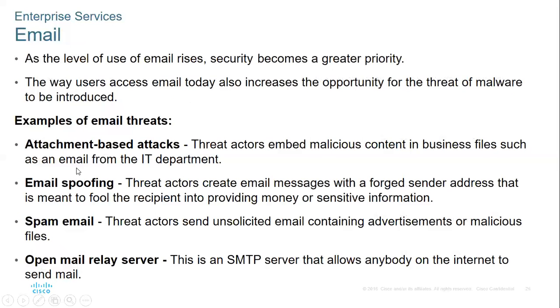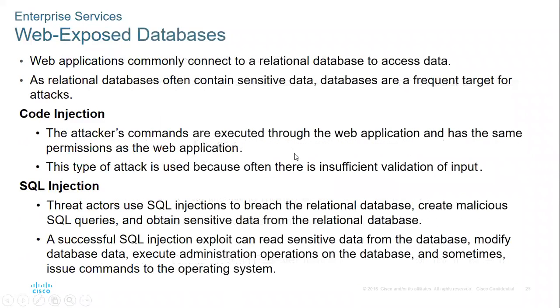Okay. Email spoofing. So here, threat actors do create email messages with forged senders' addresses. Spam, these are unwanted messages. You know, they are used for advertisements, but they can be malicious. Open mail relay server. So this is the server that allows anybody on the internet to send emails. You know, but you find that this same server, hackers can be able to infect it. So that when you visit it, then of course, you're also going to download malware.